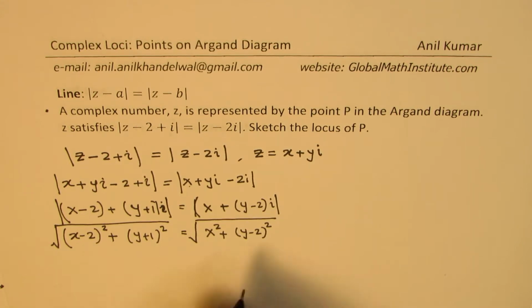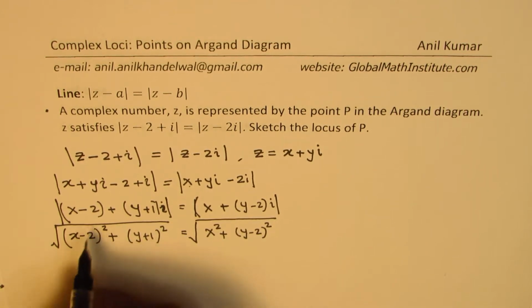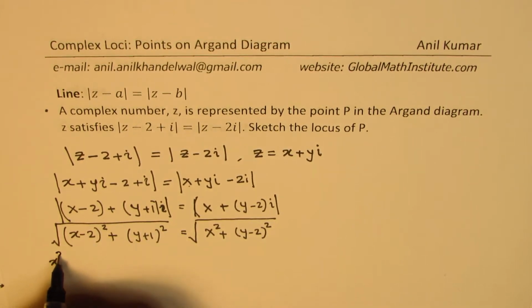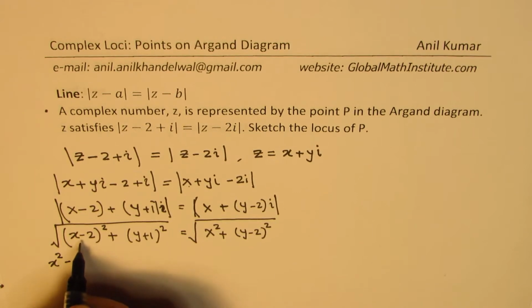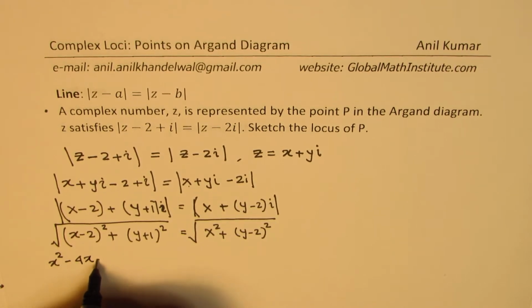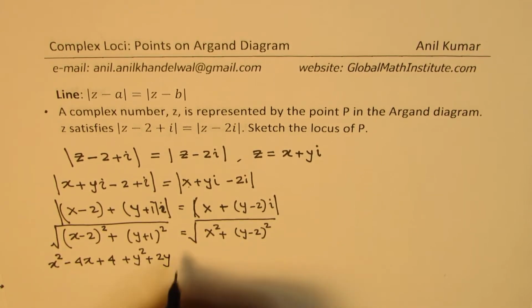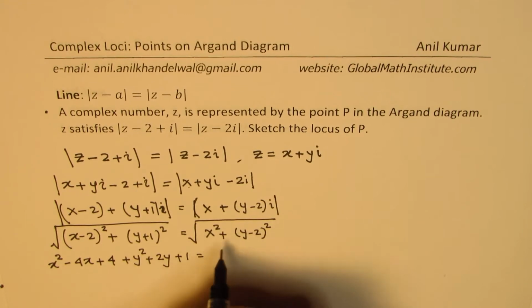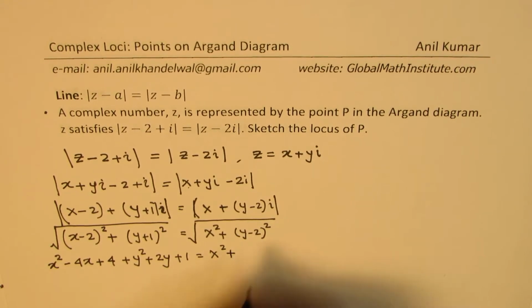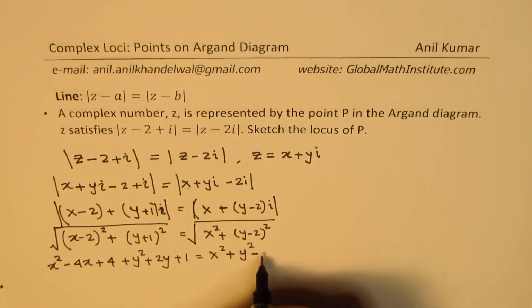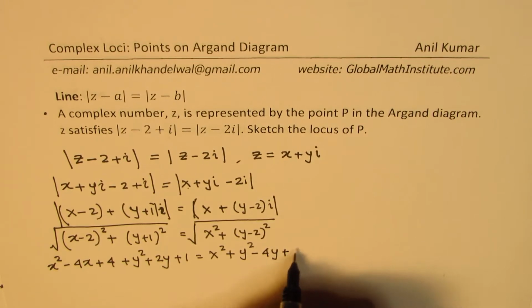Now we can square both sides and open these brackets. Square roots will go, right? So we'll square both sides. So what we get here is x squared minus 4x plus 4. Here we get y squared plus 2y plus 1. And on the right side we get x squared plus y squared minus 4y plus 4.